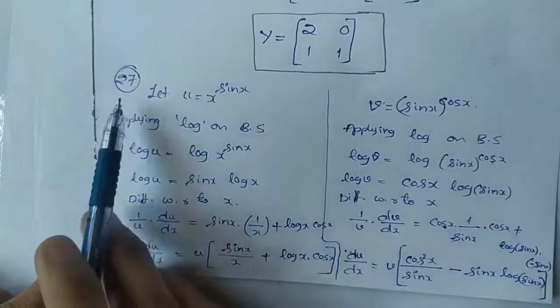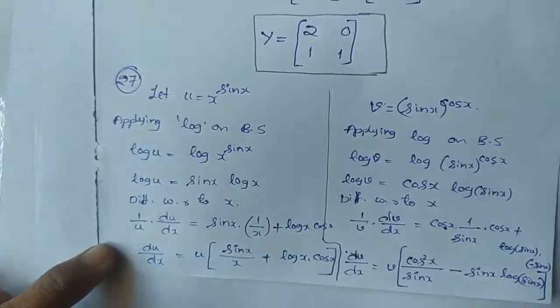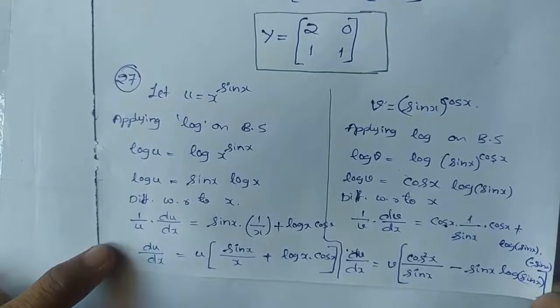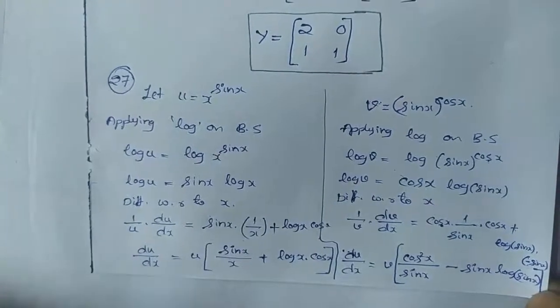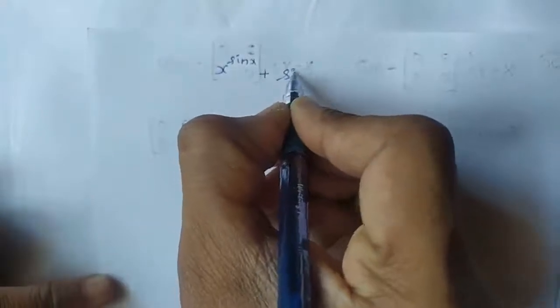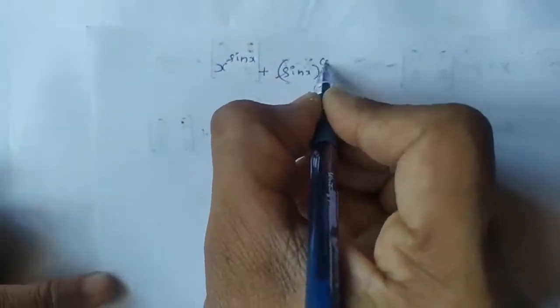Once again, see the given question, 27th one. I am just turning this page to the next sheet. If you want, you can note down. See the given question once again. There we have: differentiate x power sin x plus sin x whole power cos x.